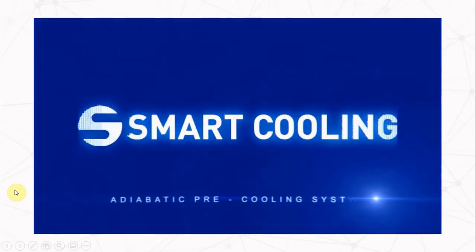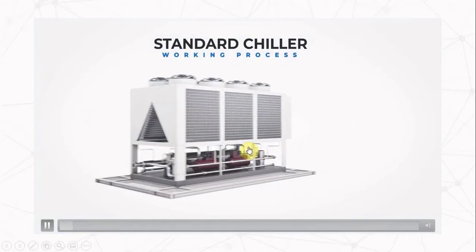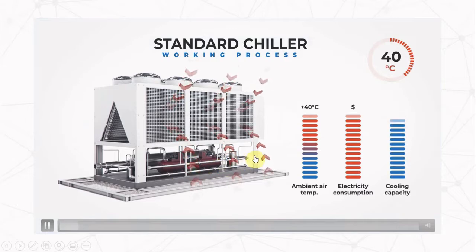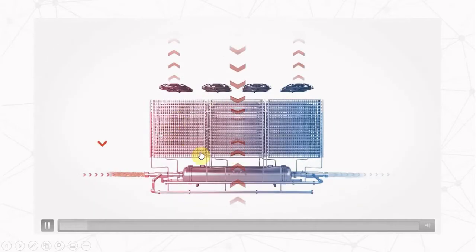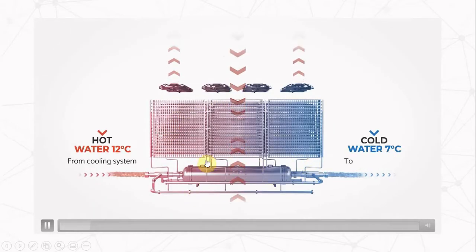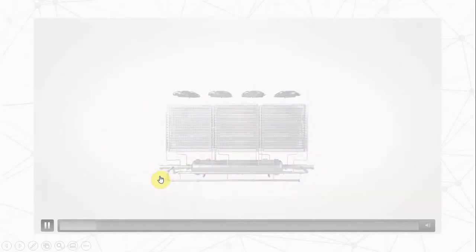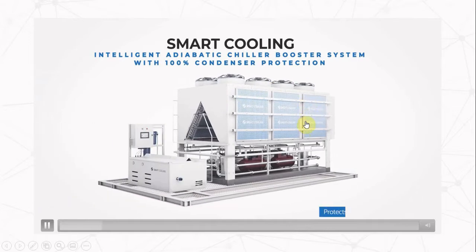Here we can see the regular operation process of a chiller. In every air-cooled chiller, the main electrical consumer is the compressor. The more we reduce the incoming air temperature into the condenser coils, the less electricity the compressor uses. If the adiabatic system is not installed or designed correctly, the coils of your chiller become vulnerable to serious damage.